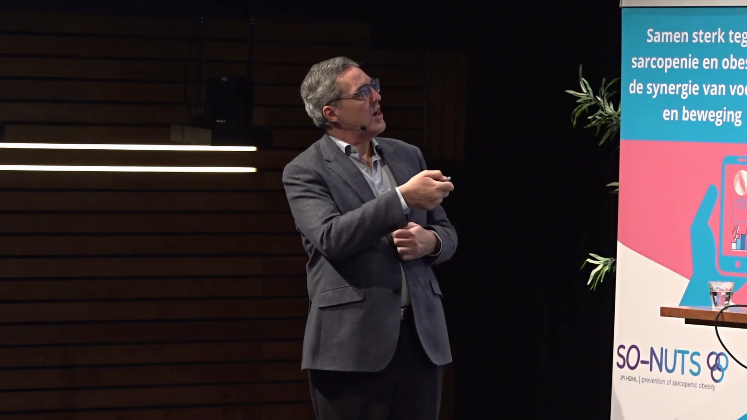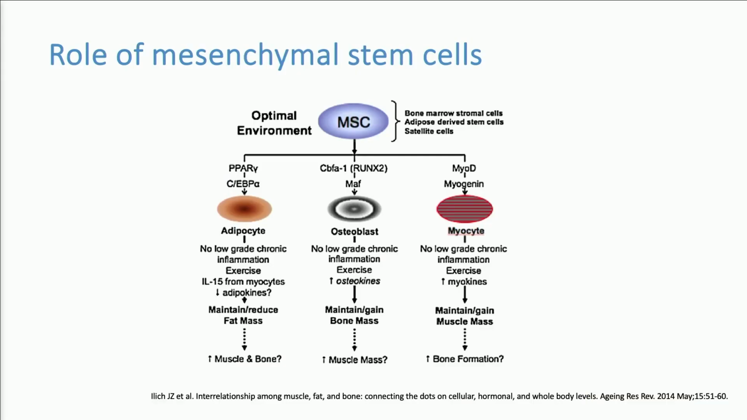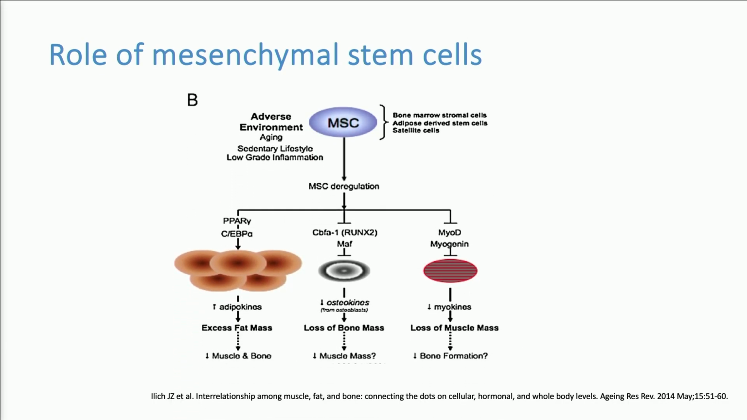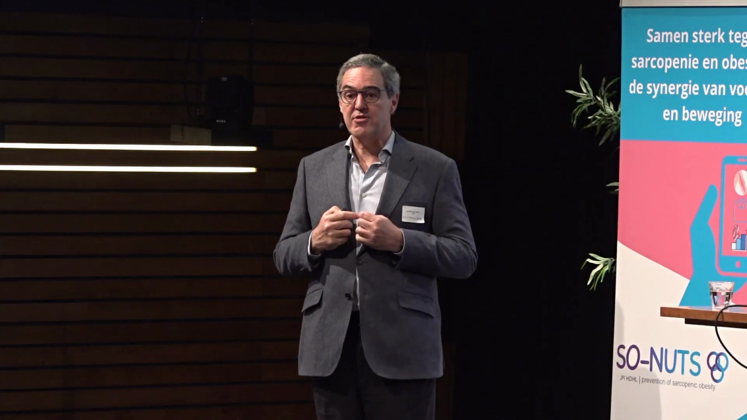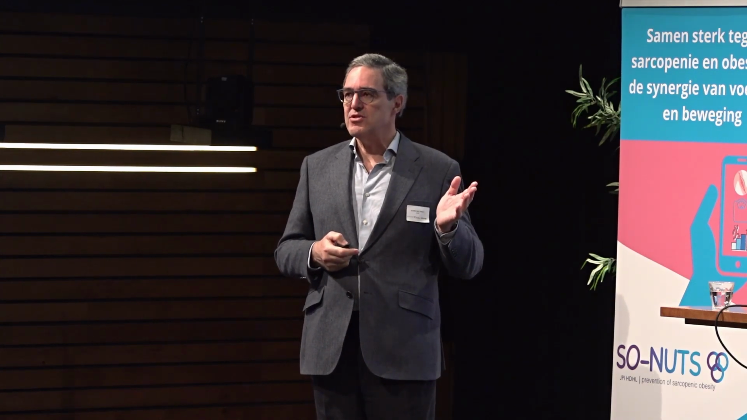So if they're in the optimal environment, you have an increase in muscle mass and in bone formation. This is good, and you keep your fat controlled. But when you grow old and you have diseases, there's a dysregulation of this. And this dysregulation, by aging and also by sedentary lifestyle and low-grade inflammation, reverses these good things. It reduces muscle mass and bone mass, and it increases adiposity. So there's a biological basis to what we're talking about.